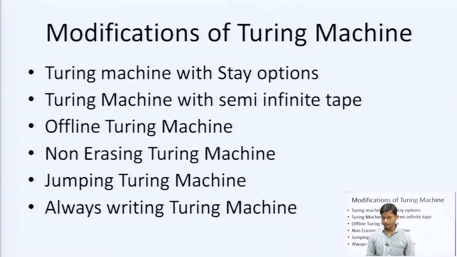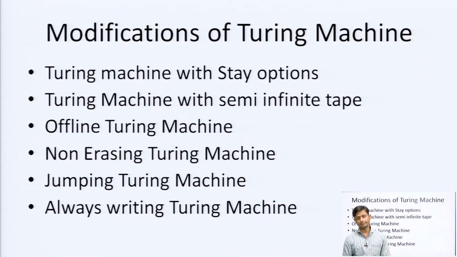Another is the offline Turing machine. This offline Turing machine is a different kind of Turing machine. We have some input, and the input needs to be changed, so you take a copy of the input onto a different tape and change it there only. So, this is the offline Turing machine.